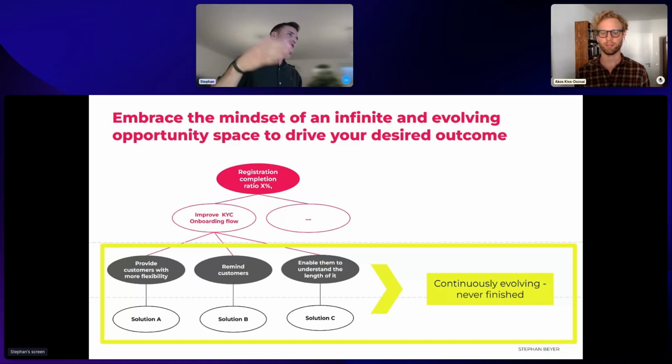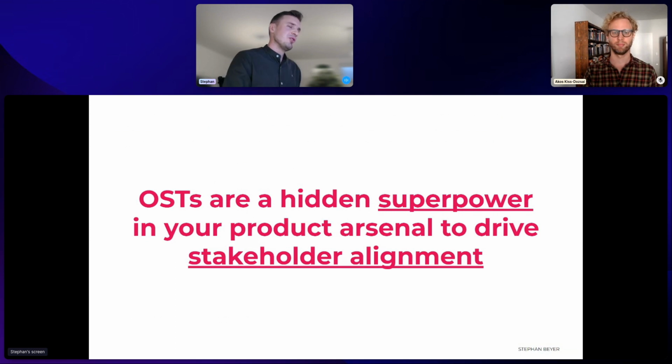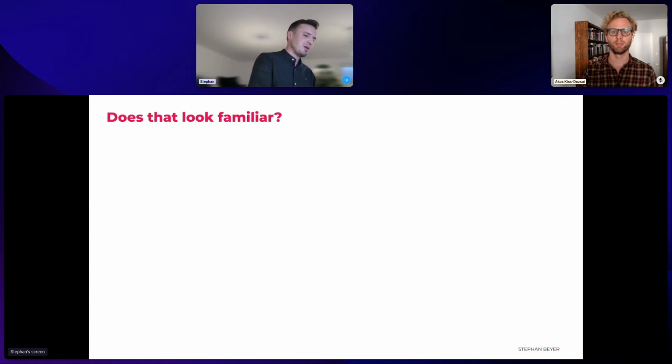You keep on learning, you keep on growing your understanding of the opportunity space and the respective desired outcome. And I think coming back to stakeholder alignment, for me, opportunity solution trees have become a superpower in your product arsenal, in how you can drive stakeholder alignment. And the reason for that is the following. And let's be honest, I'm sharing 2 examples here, and maybe people can react to it if they feel they have seen this already in the past.